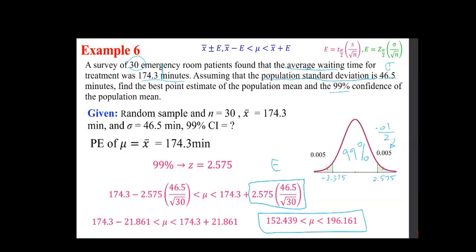We are 99% confident that the average waiting time lies in the interval between 152.44 and 196.16. We are 99% confident that the true value of the average waiting time, so this is in minutes, is in between the two values. We are 99% confident that these two values contain the true mean for the waiting time for treatment in an emergency room.